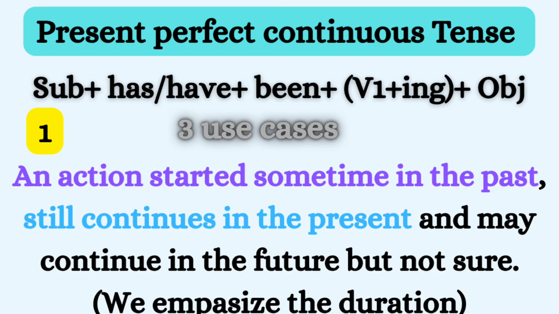In previous videos, we talked about present perfect tense and we discussed three use cases of present perfect tense. Today we are going to learn present perfect continuous tense.